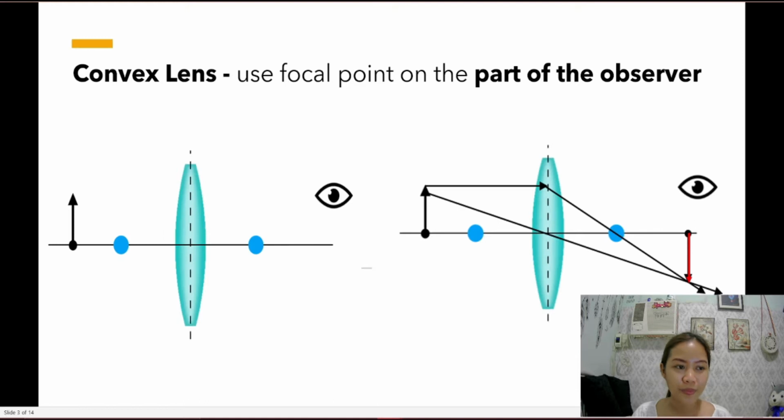So here it is. If this is the lens, if you are the observer, the object should always be on the opposite part. And the image on the side or on the part of the observer is real. If it is on the side of the object, it is virtual. Unlike with mirrors, where an image on the side of the object is real, for lenses, if the image is on the part of the object, it is virtual, and if it is on the part of the observer, it is real.